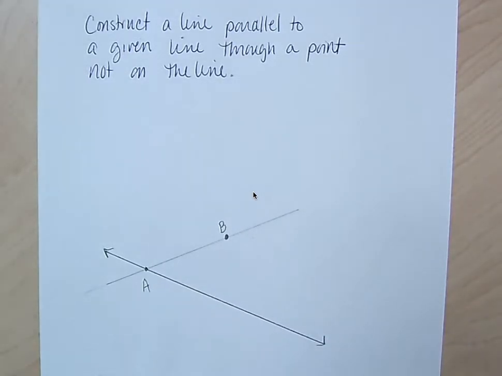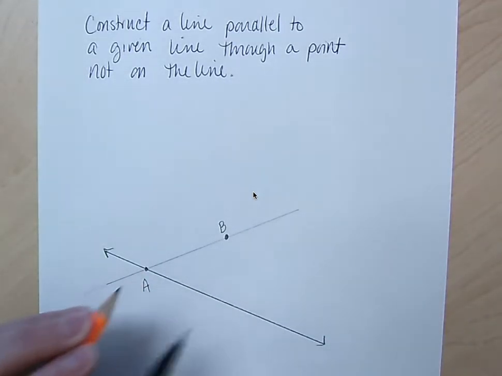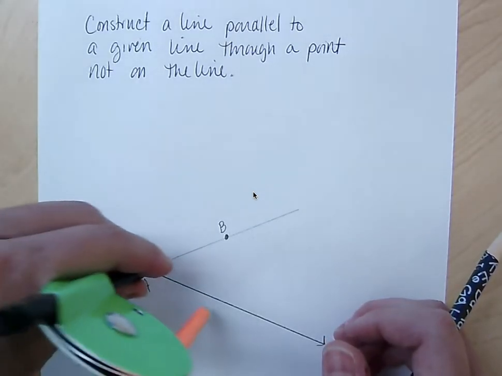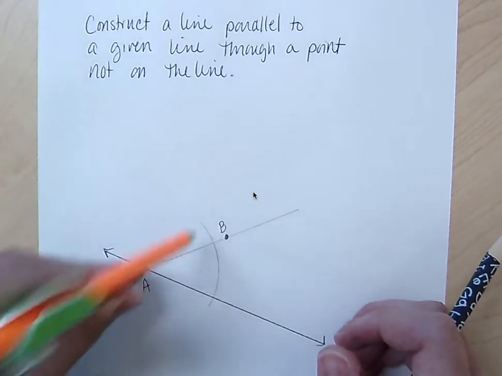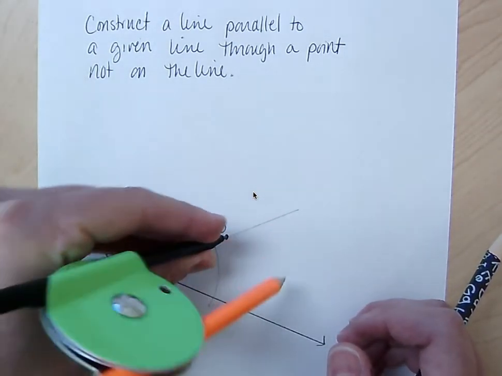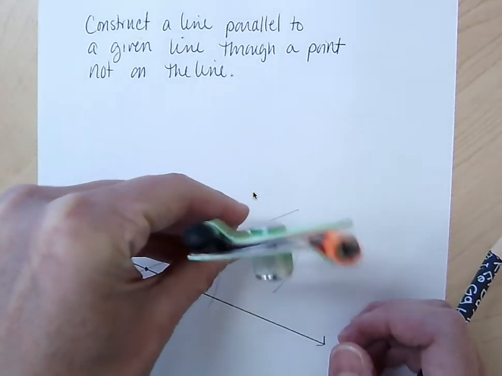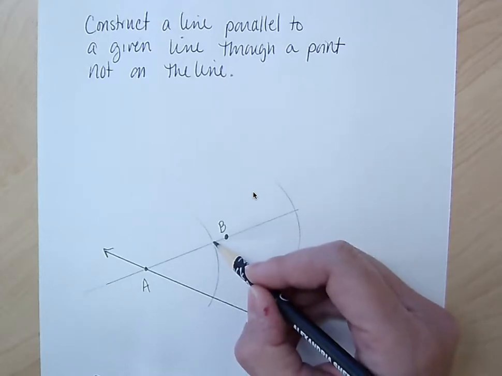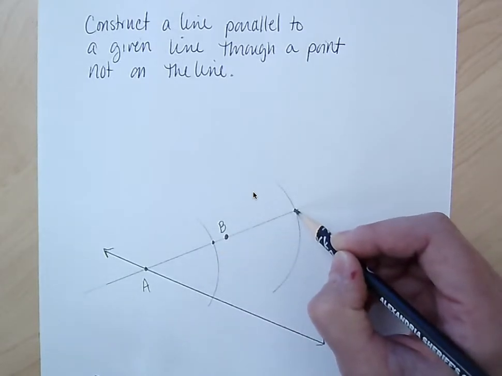So let's think back to how we copy an angle. We're going to put our compass point on A. We're going to trace an arc. We're going to move our compass point to B, and we are going to trace exactly that same arc. So keep your compass setting the same. And you're going to see we have a point of intersection here with our transversal. That's going to correspond to this point.